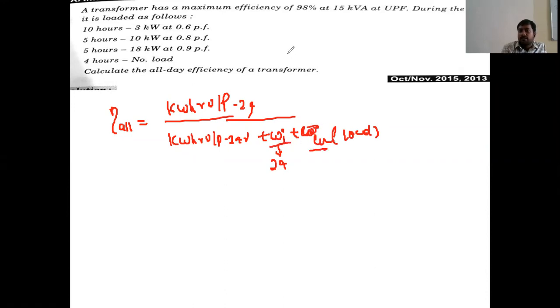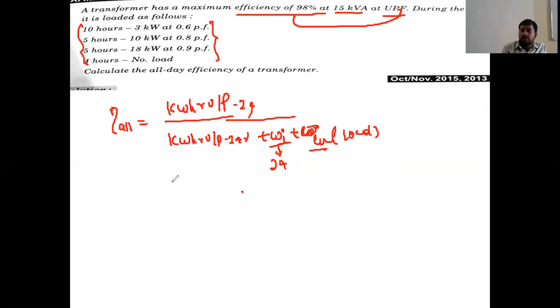And we can find these from the given data: the 98% maximum efficiency, the kVA, and the unity power factor. He also gave different types of loads and power factors with their durations, but we aren't given any losses. So using this data, we should find the total losses at maximum efficiency.